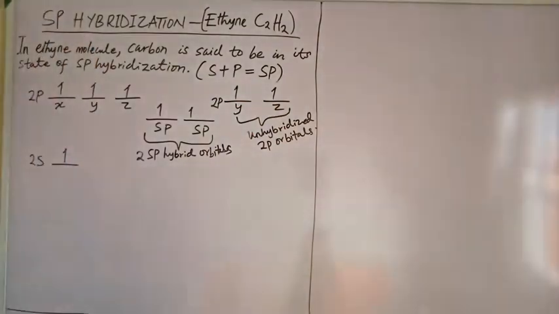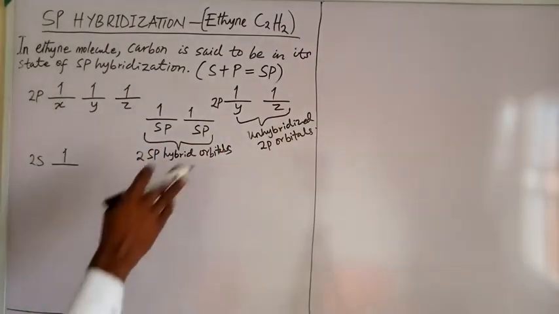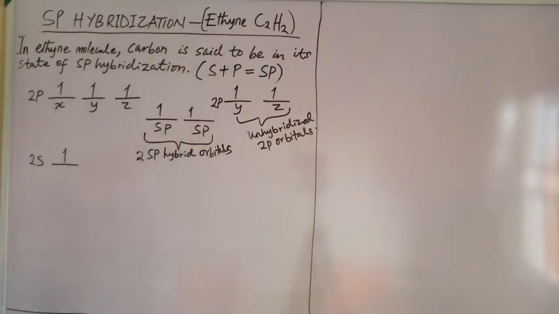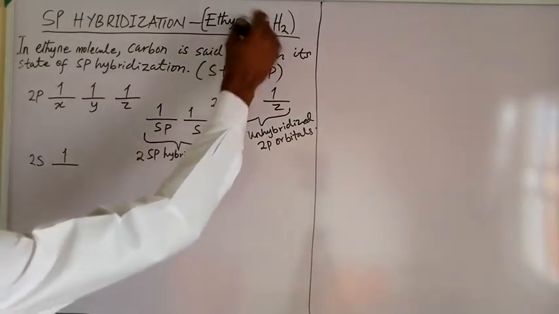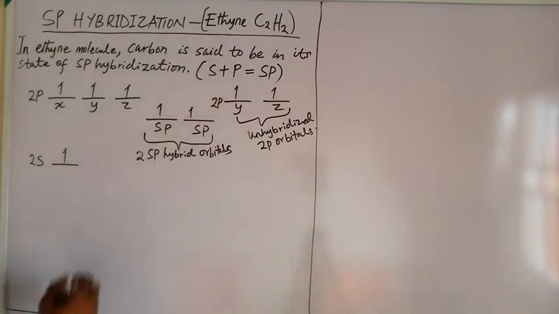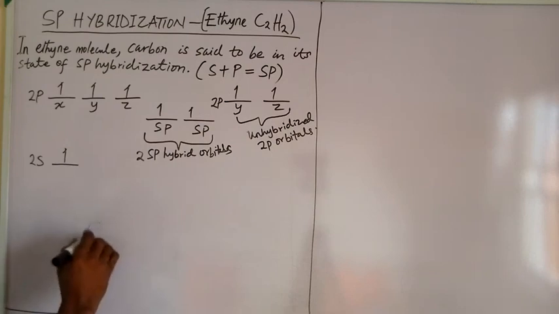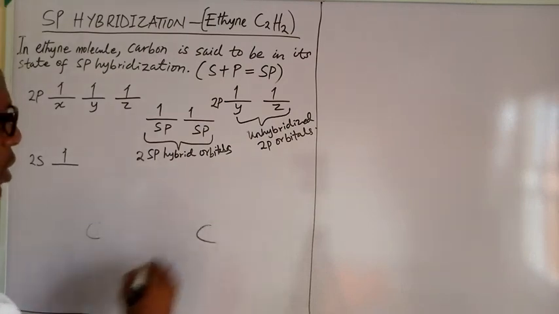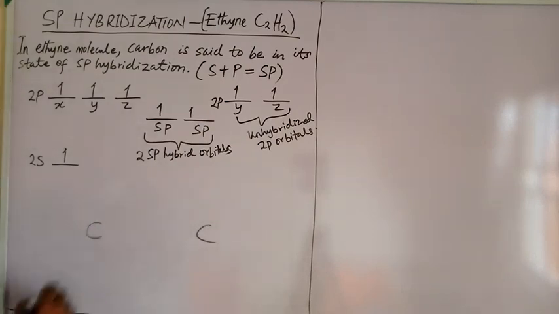So this is carbon in the excited state, and when hybridization has occurred, this is what you have. So let's try to depict the ethyne molecule using both the hybrid and non-hybrid orbitals. In this case, recall that the molecule has two carbons, unlike the case in methane where we had only one carbon. So we have two carbons, just like we have in ethene. What you do for this carbon, you do equally for the other carbon.